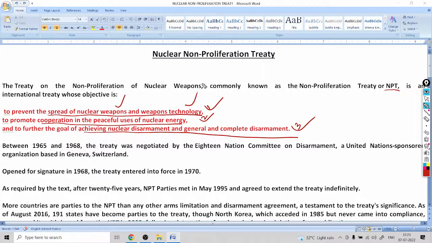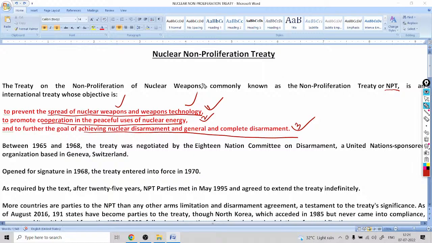Open for signature in 1968, the treaty entered into force in 1970. So it was signed in 1968 and came into force in 1970 after being ratified by the majority of members, because any international treaty to be operational must be ratified by the member countries who have signed it. So signature is one thing and ratification is something different. Any international treaty to be applicable must be ratified by the signatory country. The signatory country must ratify it in their respective parliament after discussion.